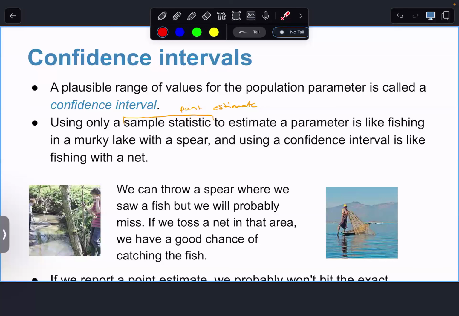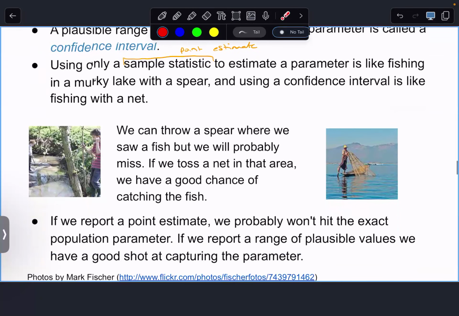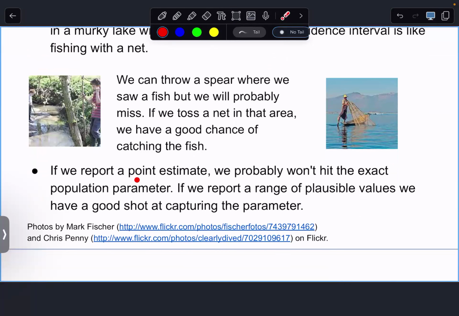But we don't know what the population parameter is, population proportion in this case. And so you're just trying to stab it, right? And then using a confidence interval is like fishing with a net, right? We just put some bounds on there and we're still trying to capture this population proportion. So if we report a point estimate, we understand that we probably won't hit the exact population parameter, right? But then if we report this interval, then we have a pretty good idea of what the parameter looks like.